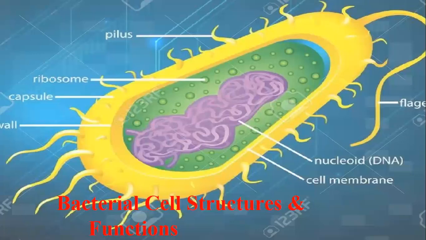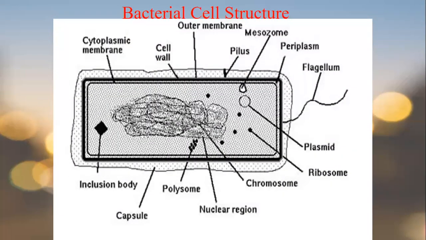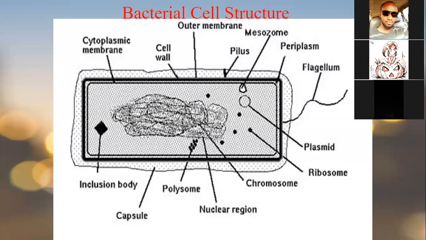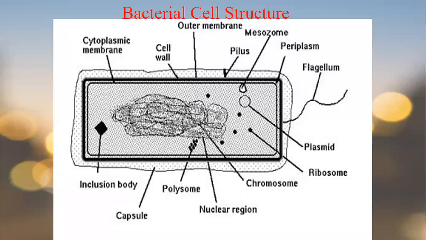So, as I was saying, the bacterial cell has its own structures, forming cellular organelles that enable these cells to function well. This is a diagram showing you the bacterial cell and the various structures that make the cell work.